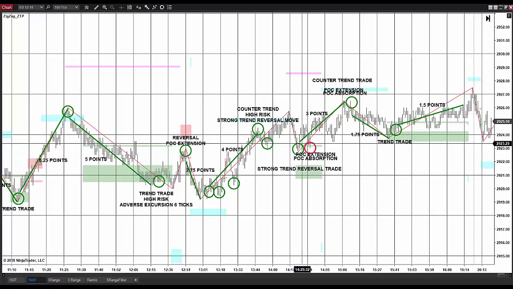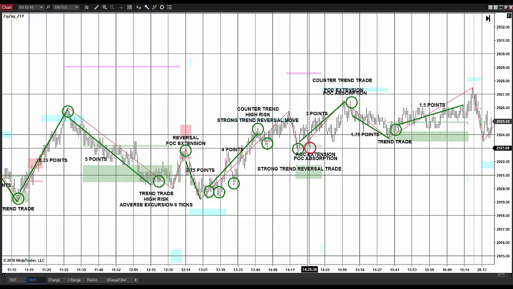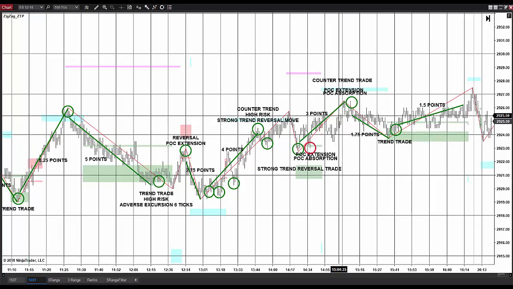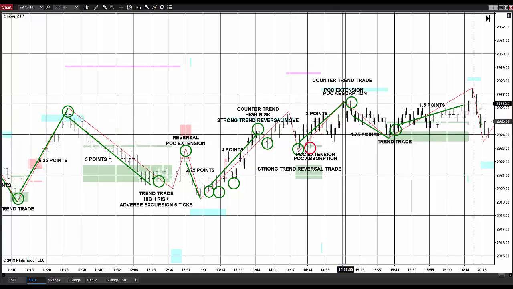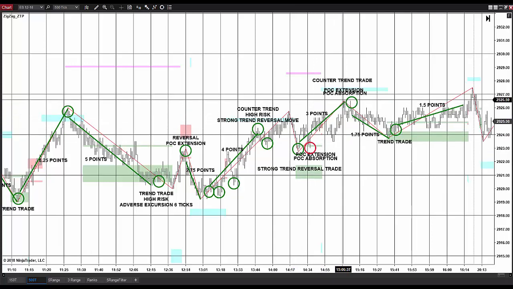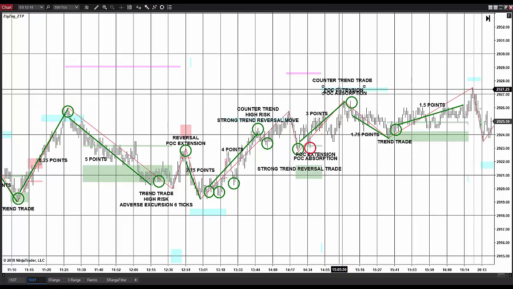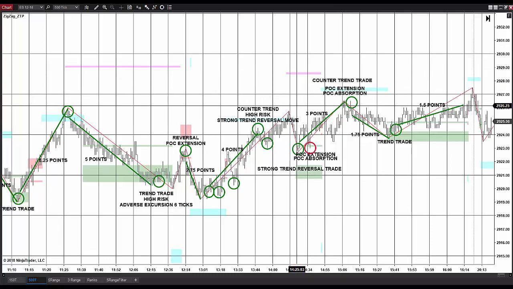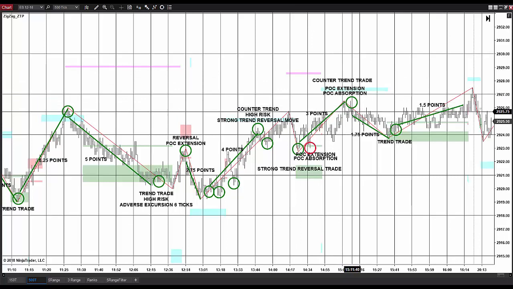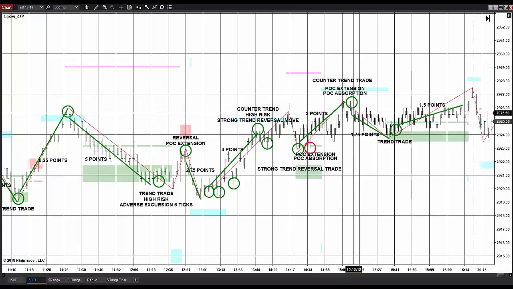And then as the market traded up, traded back down again to the exact point, and at this point a point of control extension and absorption pattern was developed. That was good for 3 points, and that traded into counter trend trade, where we again had a point of control extension, absorption, and the proprietary trading signal. And as you can see, we're getting towards the end of the day.